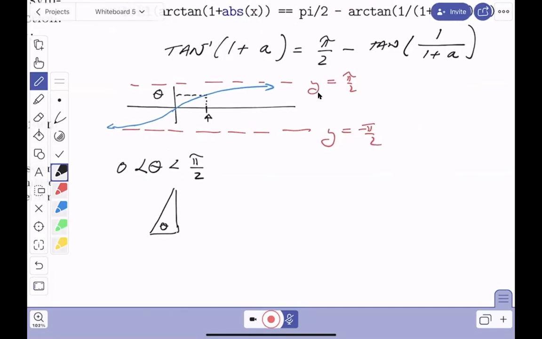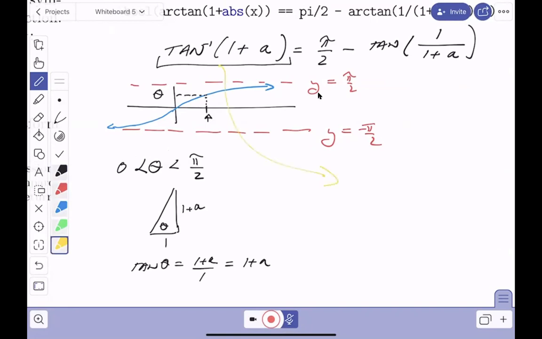I know the arctan has the ratio, well, this side's here, 1 plus A over 1. So let me put this down. The tangent of theta is equal to what? 1 plus A over 1, and that equals 1 plus A. So now I'm going to call this angle over here theta. Let me put that down for you. So I'm going to call this angle over here theta equals pi over 2.